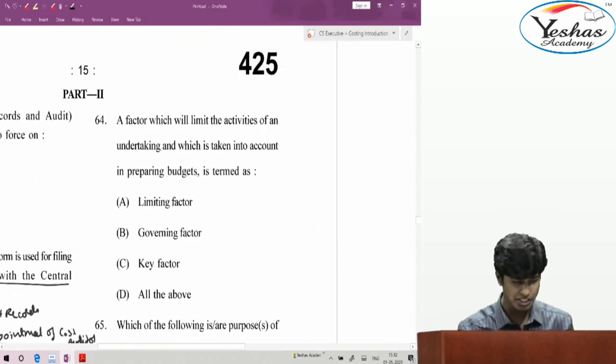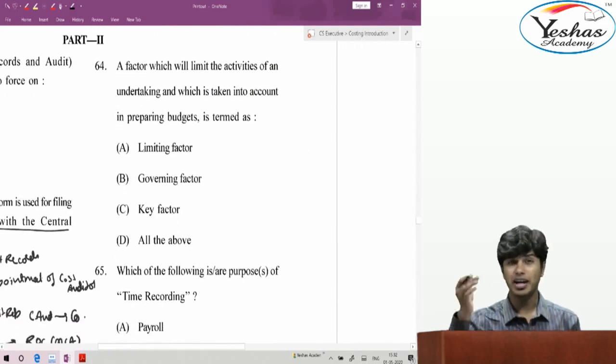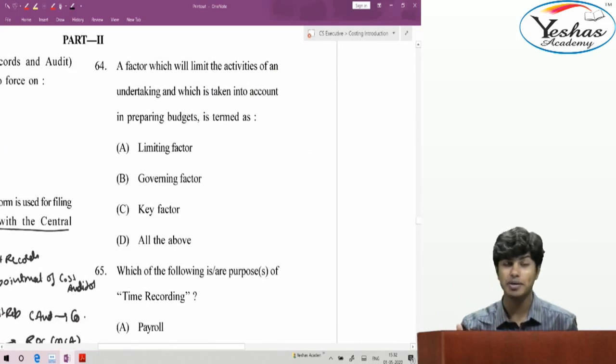Come on, let us go to the 64th question. Which of the following will limit the activities of an undertaking? That is the bottleneck activity. The item which will stop us is a key factor analysis.